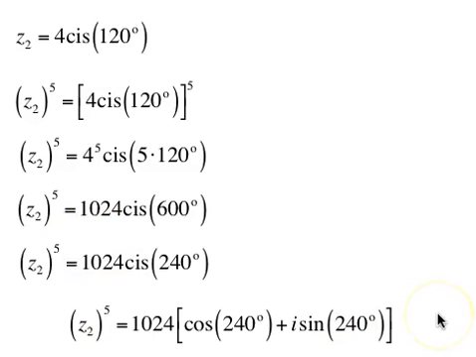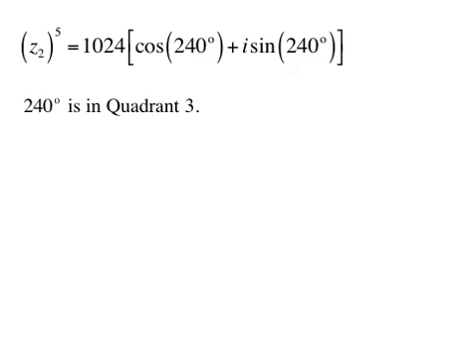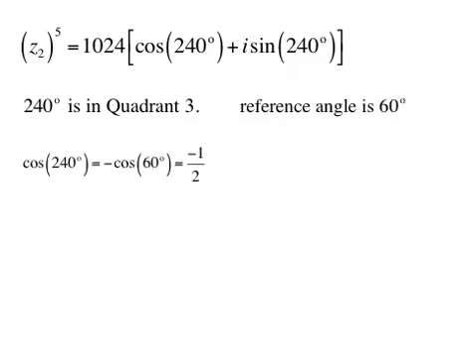So we want to simplify this. We want to write it in a plus bi form. So we're going to need to find out what is the cos of 240 and what is the sine of 240. 240 degrees is in the third quadrant, so that should help us get to where we need to be. Reference angle, well, 180 to 240 is 60, so the reference angle here is 60 degrees. So in quadrant 3, cosine is negative. So cos of 240 is the negative of the cos of the reference angle. Negative cos of 60. Cos of 60 is 1/2. So the cos of 240 is equal to negative 1/2.